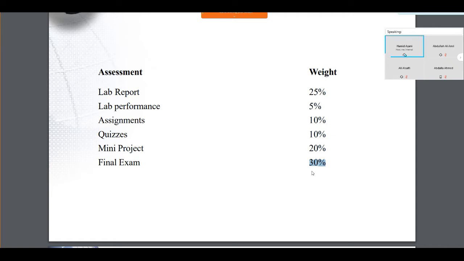Once you hear practical, it doesn't mean everything will be mounting your circuit and getting results. Maybe you have to discuss those results on paper. Maybe you have to draw your circuit on paper and complete it before you do it on the breadboard and so on. So it's a mix of a paper and practical exam.